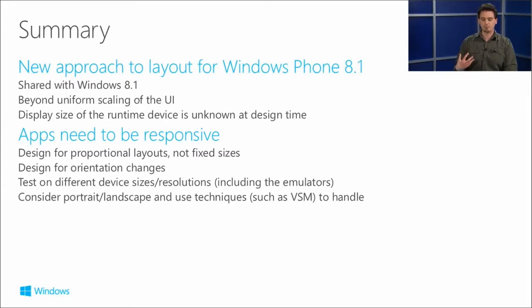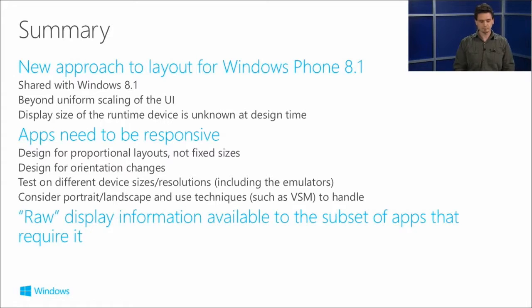Our design for proportional layouts and not fixed sizes means that we can build applications that just fit all the devices and orientations that we have in place. We can test this on different devices or, more helpfully, inside of our emulators. And we should consider using techniques such as the Visual State Manager to handle all these changes and these different device sizes. Finally, that raw display information is available for those apps that need it, but we recommend to designers and developers to apply these adaptive UI techniques and make sure that you're not fussing over or worrying about the raw DPI or the raw pixels that you have available.